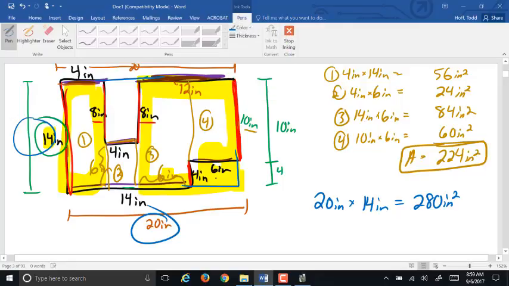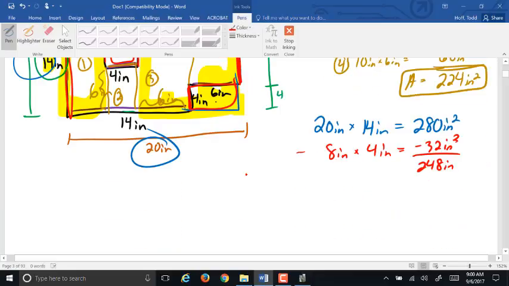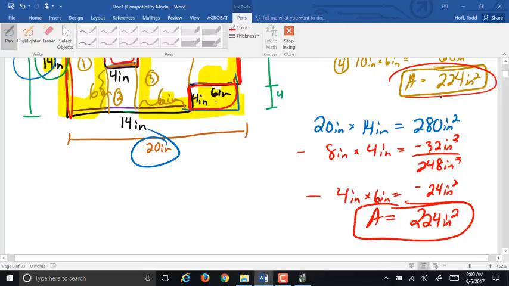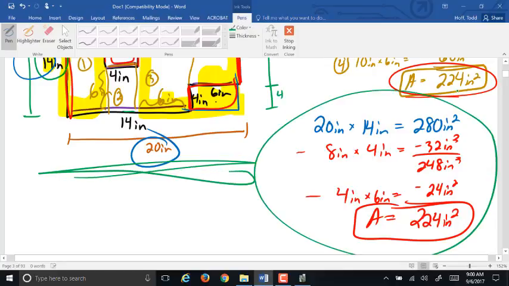And from that, I could subtract out the 8 by 4 rectangle, that's 32 inches squared, puts me down to 248. Then I'd subtract out this one here that is 4 by 6, which is 24 inches squared. Puts me down to 224. Notice we get the same answer either way. To me, in this case, finding the bigger rectangle and subtracting out the pieces was easier.